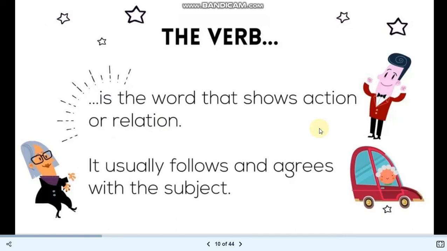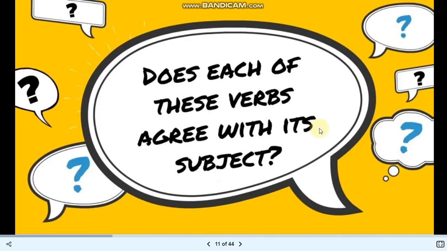So what does it mean, the verb in the sentence? The verb is a word that shows action or relation. It usually follows and agrees with a subject. But I have a question here. Does each of these verbs agree with its subject? Is it really important to agree with the subject? Yes or no? Yes, it should agree with its subject.